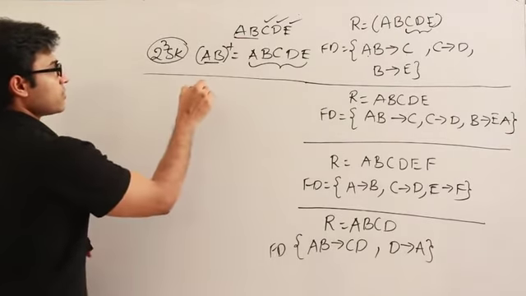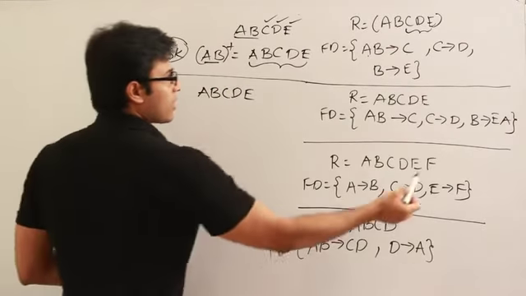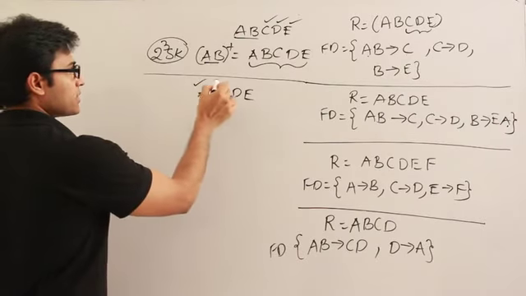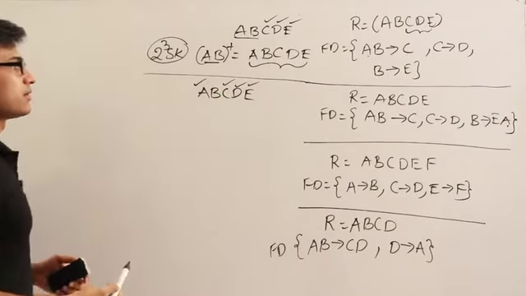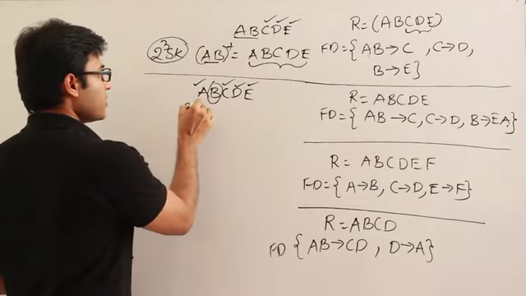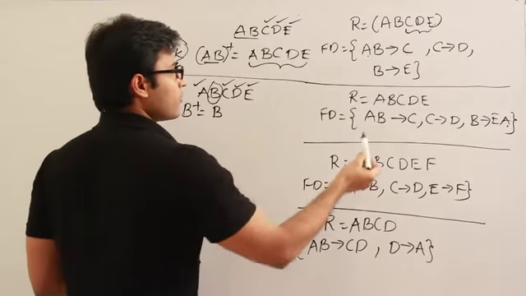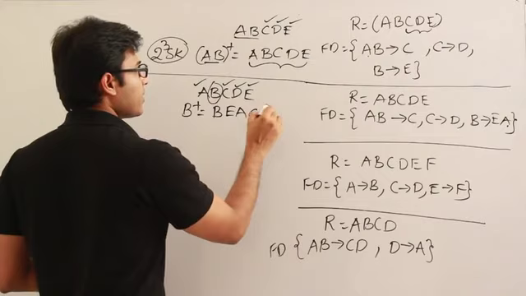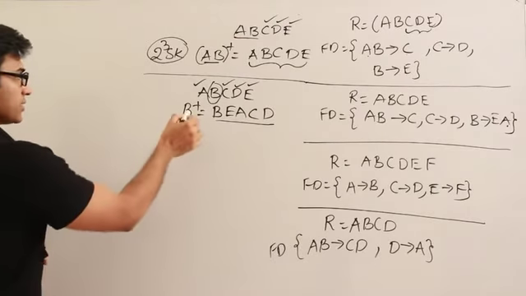Now here it is the same one, but with a small difference. In the right hand side we have added one more attribute A, right? If you check it, in the right hand side A is present, C is present, D is present, and E is present, right? The only one that is missing is B. Now you find out B plus, then what do we get? We get B, and then we get E, A, and then we get C, and then we get D, right? So we got everything. Therefore B is the candidate key.